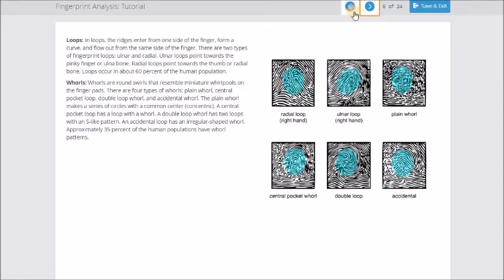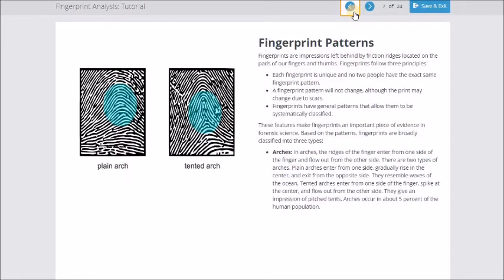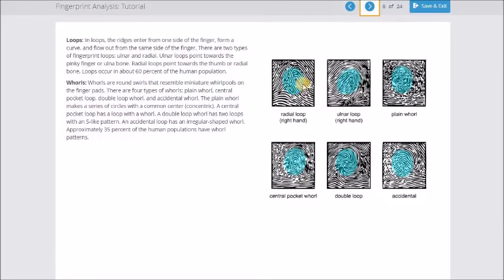Okay, look at the difference between loops and arches. Arches just kind of go up and down. They're like humps, but loops come in from a side and go right back out. Okay, they don't continue all the way across. Whorls just make a big circle. They don't come in from a side or go out or anything. Okay, and about 35% of the human population have whorls.